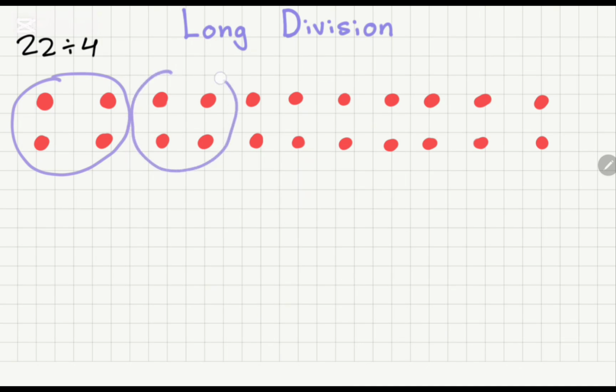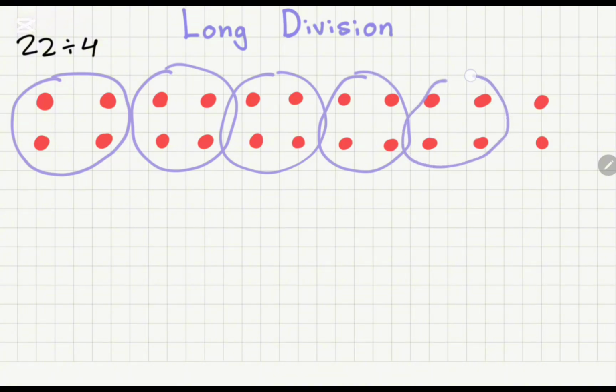Here's another group of 4. And another group of 4. And another group of 4. And another group of 4. But I have 2 dots left over that don't fit into this group of 4. That is our remainder. We have 2 remaining. They cannot fit into our groups of 4. So that's what our remainder is.